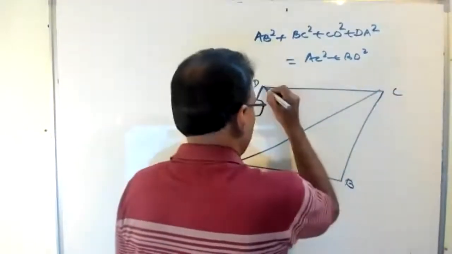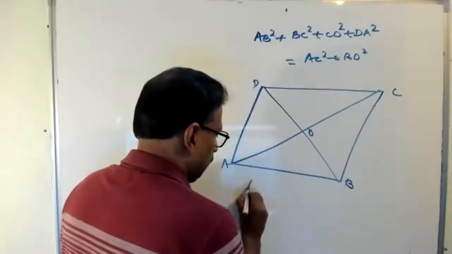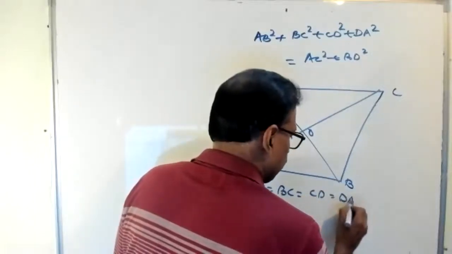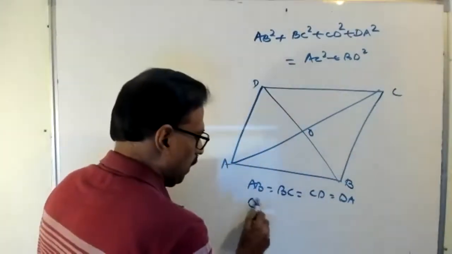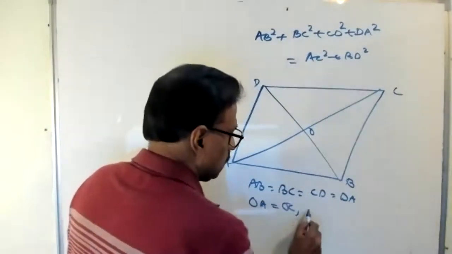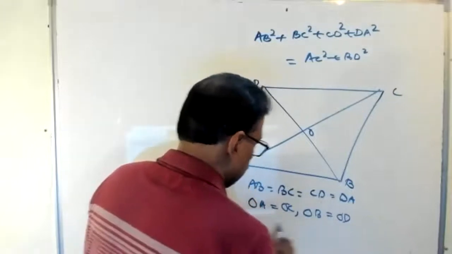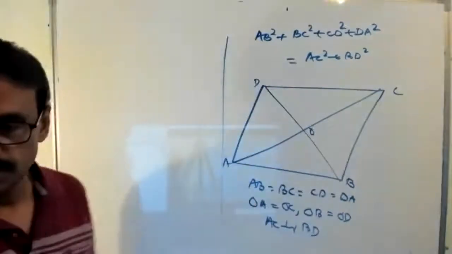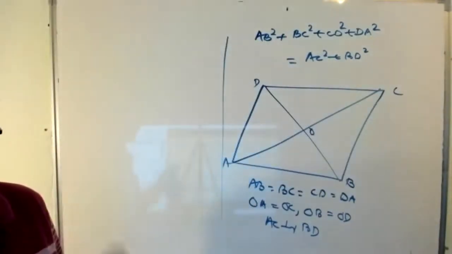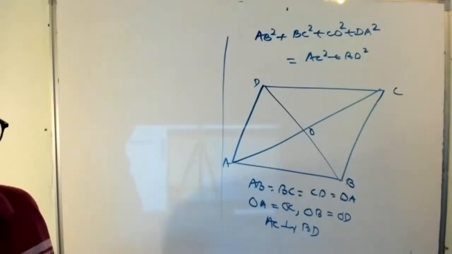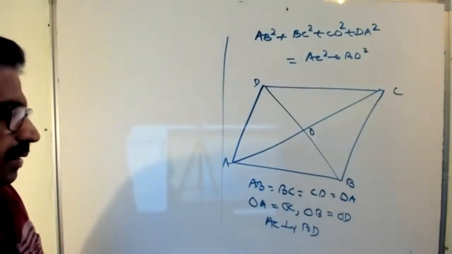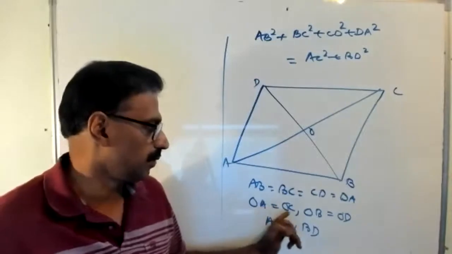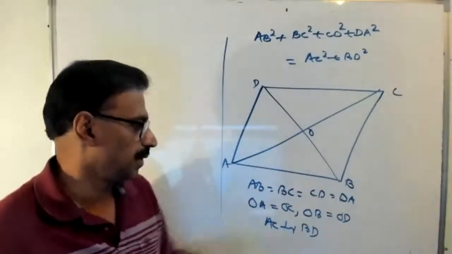So, first of all, you have to write that AB equal to BC equal to CD equal to DA. Then OA equal to OC, OB equal to OD, and AC perpendicular to BD. You have to write this: in a rhombus, all sides are equal and diagonals perpendicularly bisect each other. Therefore, AB equal to BC equal to CD equal to DA, OA equal to OC, OB equal to OD, AC perpendicular to BD.